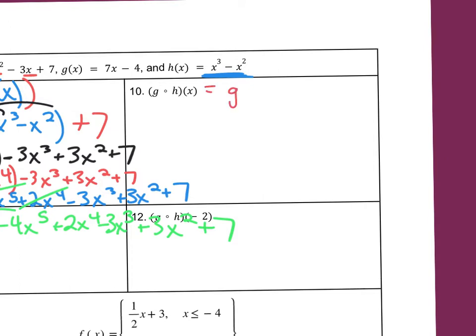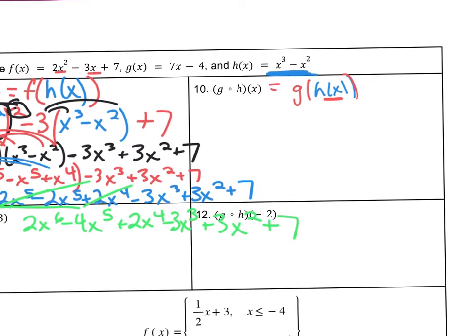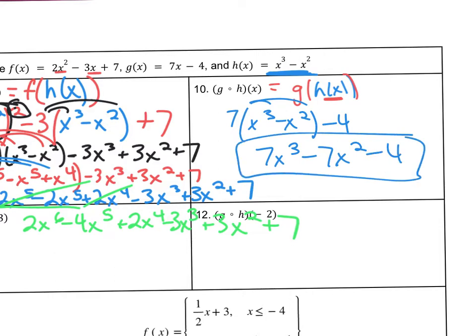Okay, g of h of x. It's going to work the exact same way, okay, but we're plugging in h of x into g. So if we look here, g is 7x minus 4, so I'm just going to plug in x cubed minus x squared into that. That one works out pretty easy. 7x cubed minus 7x squared minus 4, and that's it. That's all I can do on that one.